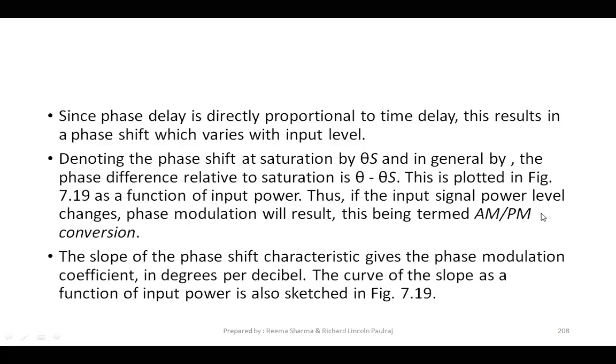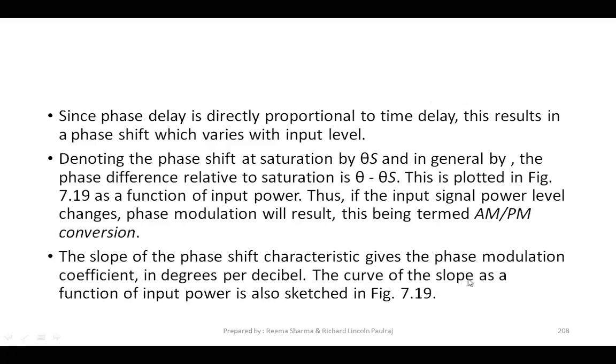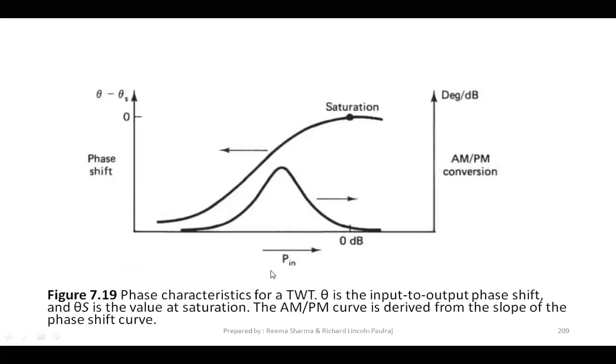So what is phase modulation? If it's going from 0 to 1, then the shape of the wave is directly changed. The slope of the phase shift characteristic gives the phase modulation coefficient in degrees per decibel. That is what we saw here, degrees per decibel. The slope of the curve is a function of input power. So you have input power, and you have phase shift.